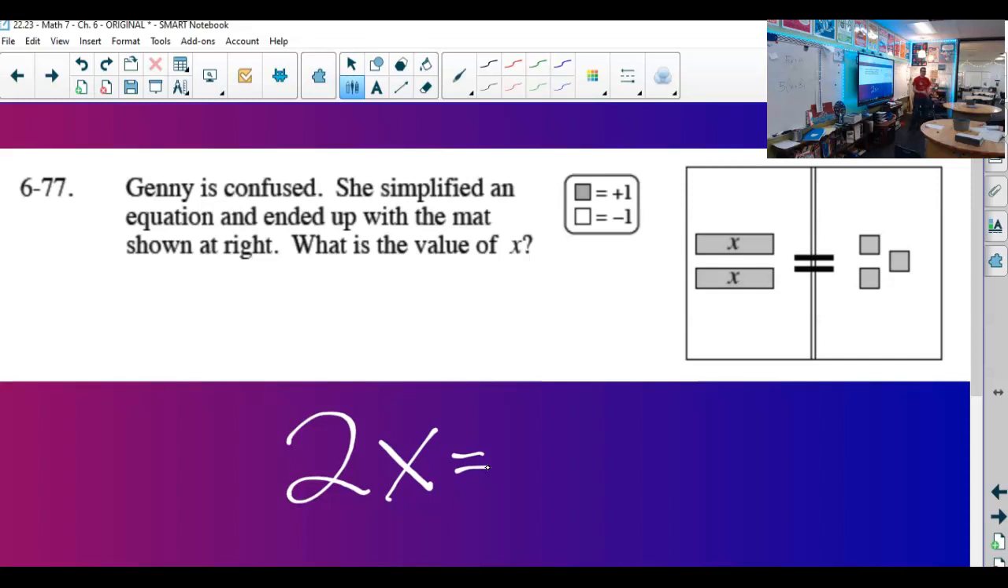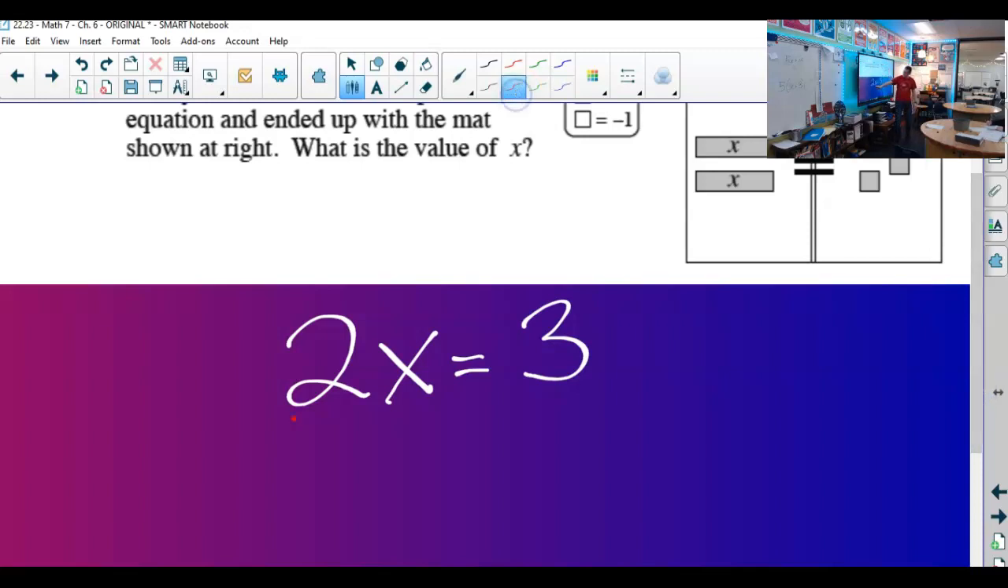Lily, I'm trying to explain it. Bring it back. I only got 2 minutes. Lily, what is 2x equal to here? Sorry, back yourself up. What is 2x equal to? I'm not asking for the answer. I'm saying, what does this show us? 2x is equal to 3. To get back to just a single x, what did you do? Divide by 2.